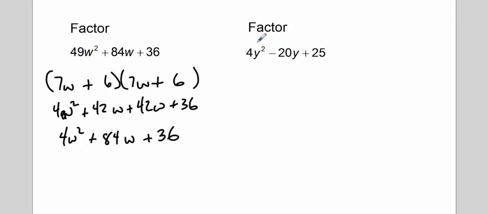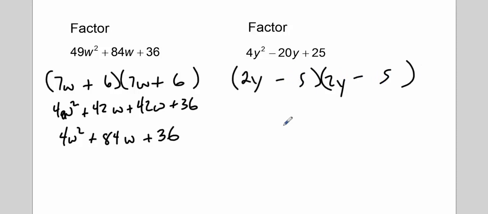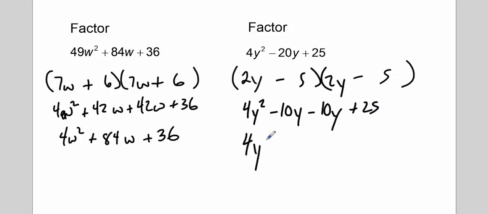Again, 2y, 5 and 5, both need to be negative. You'll notice 4y squared minus 10y minus 10y plus 25 gives me 4y squared minus 20y plus 25.